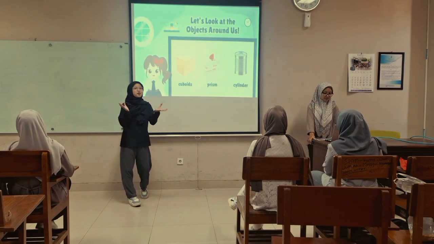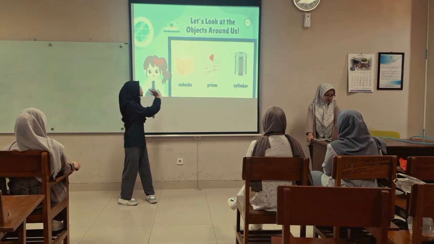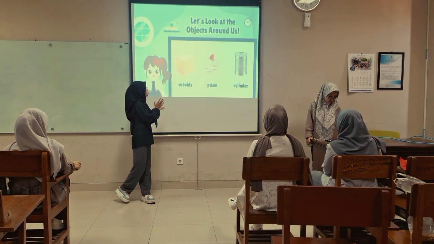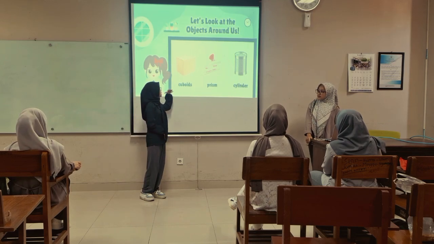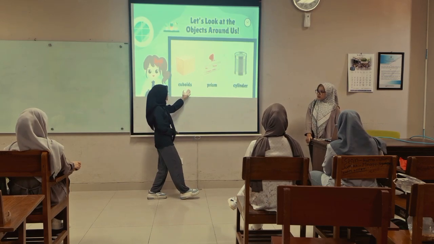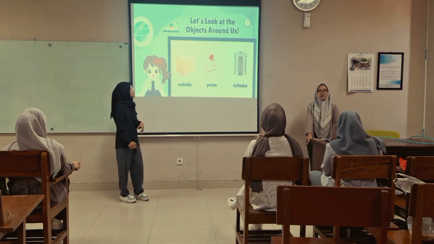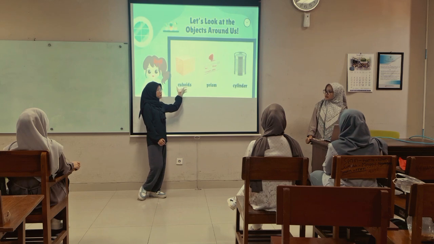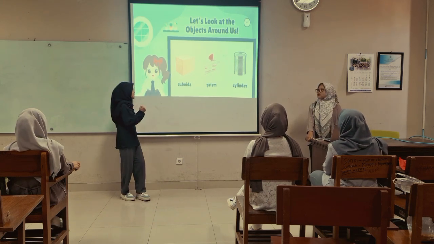Okay, before we start the materials, I would like you to look at the objects around us, and I want you to mention the things that have shapes like cuboids, prisms, and cylinders. First, what things have the shape of a cuboid? Box. And then? Book. Yes.